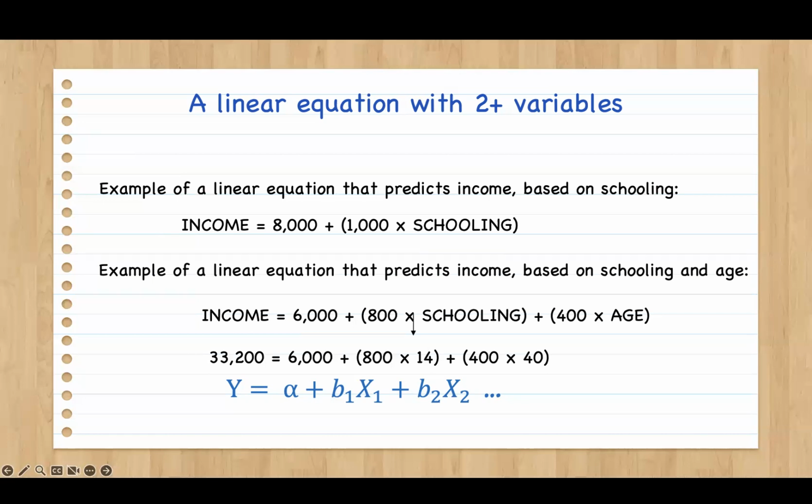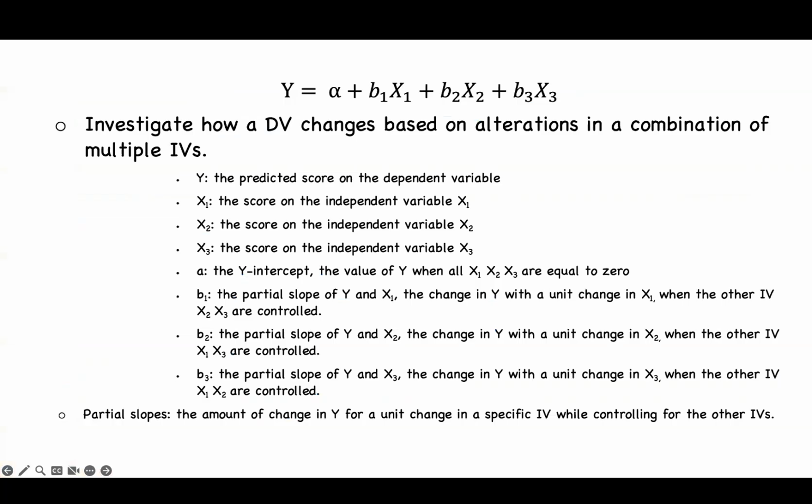In our example, x1 is schooling and x2 is age. We still call it a linear equation, although it's more difficult to draw a graph that looks like a straight line. It would have to be a three-dimensional graph, and the equation would be represented by a plane rather than a line. So this is the more detailed information of the multiple regression formula. I would encourage you to pause for about 2 minutes and then read the detailed information of each element.